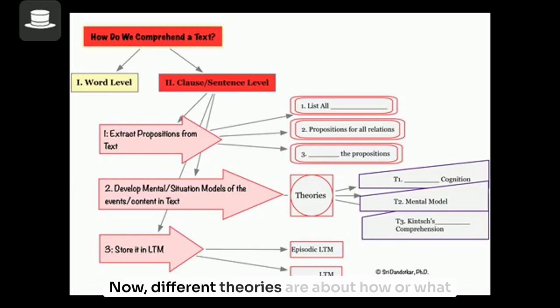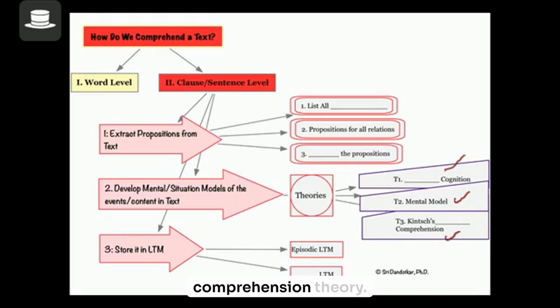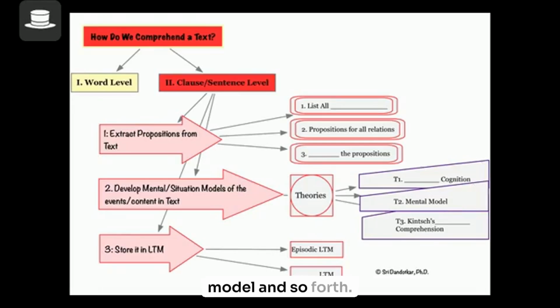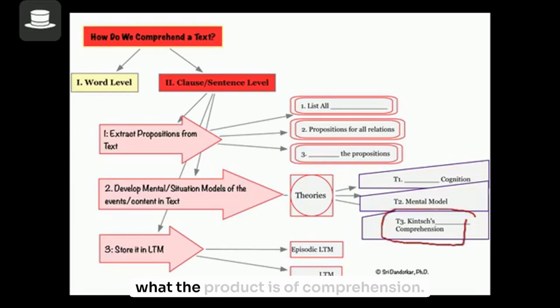Now, there are different theories about how or what you might do with these propositions. These theories include embodied cognition, mental models, and Kintsch's text comprehension theory. According to embodied cognition, it's not just the propositions that you extract and represent, but you also activate and simulate the somatosensory and motor areas for the purpose of interacting with the environment.